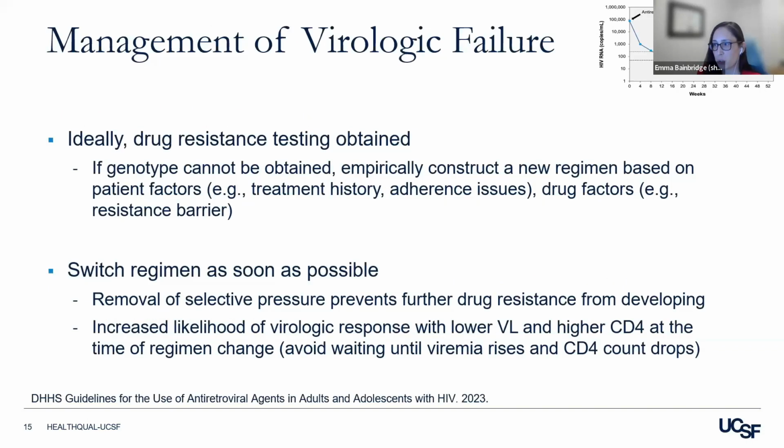So what should you do in these scenarios? In the ideal world, you obtain drug resistance testing while your patient has that selective pressure of the ART regimen on board. But if you can't get a genotype, you should attempt to empirically construct a new regimen based on what you know about the patient and their virus. So things like their treatment history and their adherence issues, and also the drugs you have available, the resistance barriers of those drugs, et cetera.